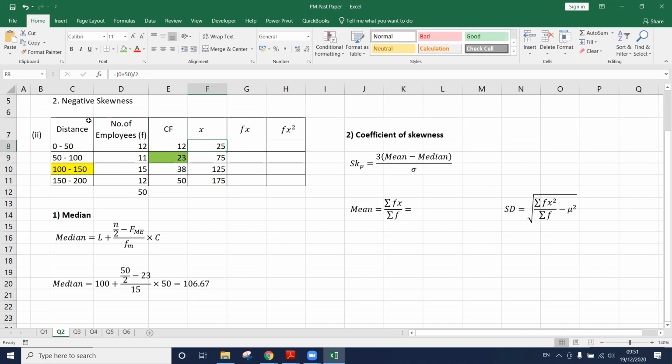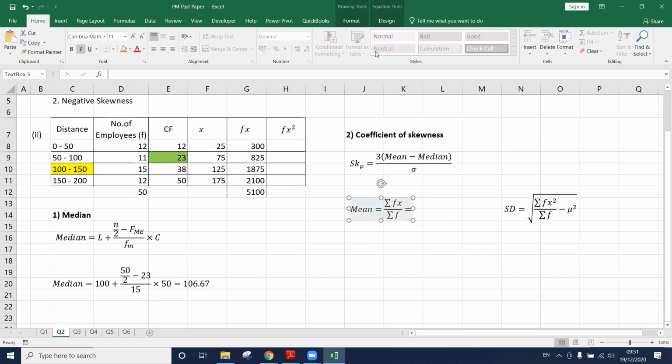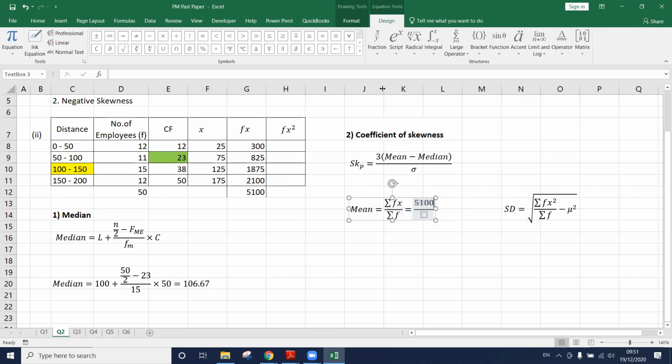So these are our x values or the class midpoint values. Then we have an f column and an x column, therefore we can find the fx value, f into x. Sigma fx means the sum of this, that is 5100 over sigma f value, which is 50, right? Therefore the mean value should be what? 5100 over 50, 102. So mean value here.